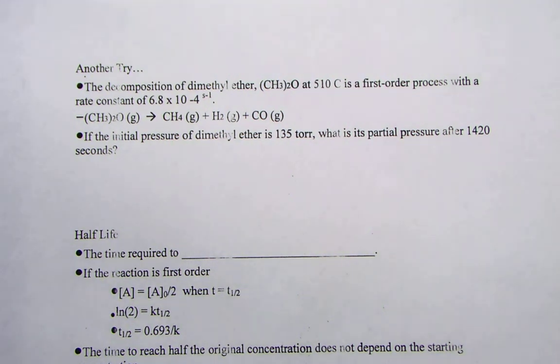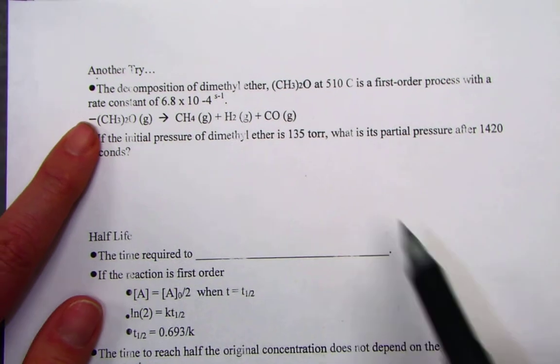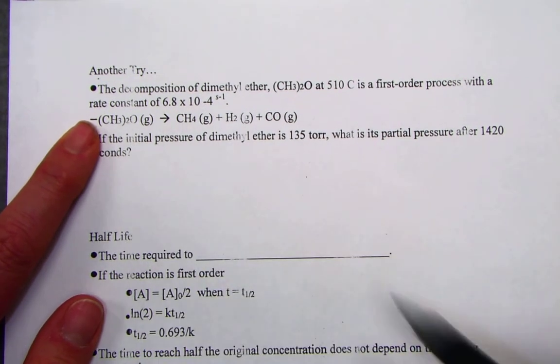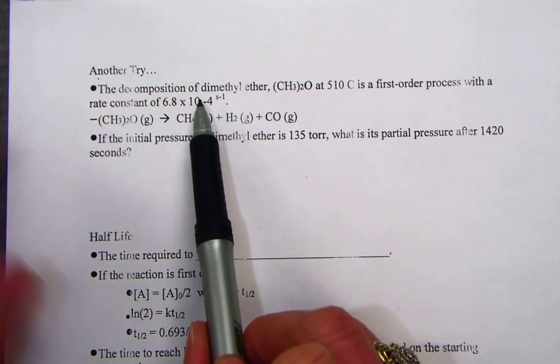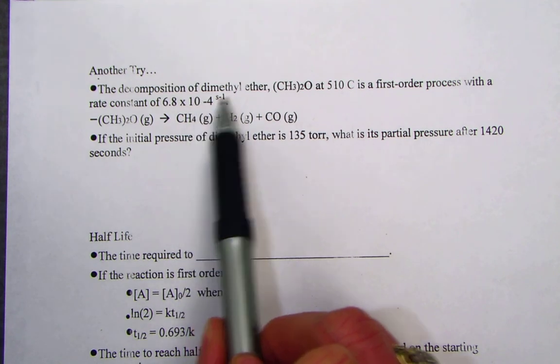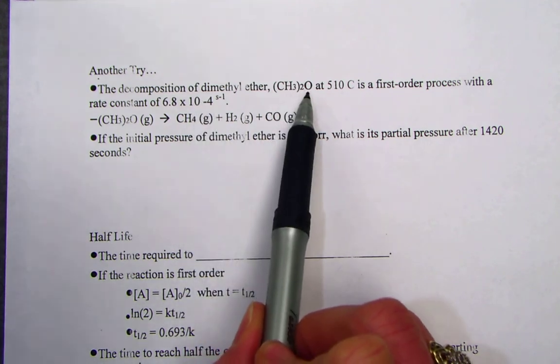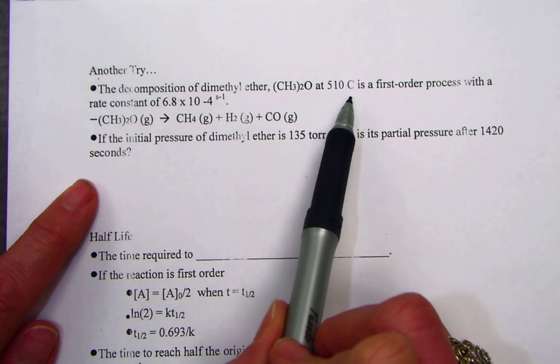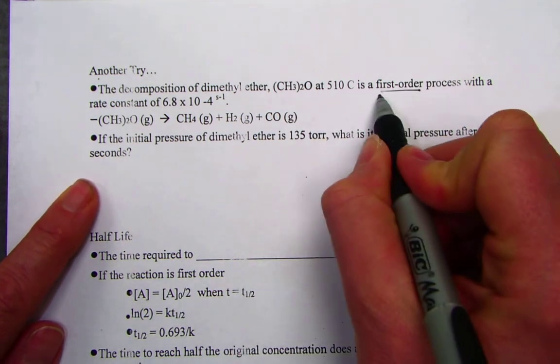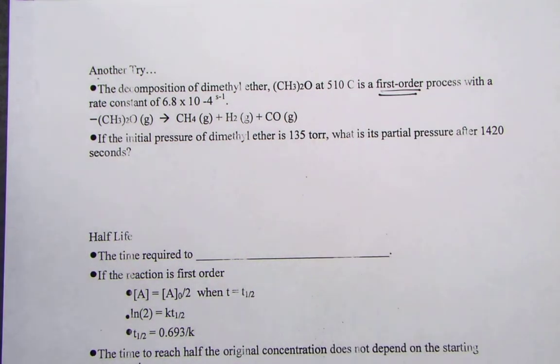We'll continue with another try in first order kinetics. Top of page 8 in our notes reads, the decomposition of dimethyl ether, which has a formula CH3 taken twice O, at 510 Celsius, is a first order process. It also tells us the rate constant, 6.8 times 10 to the negative fourth per second. I did not mean to superscript the time. That was an error. So let's see what we have.